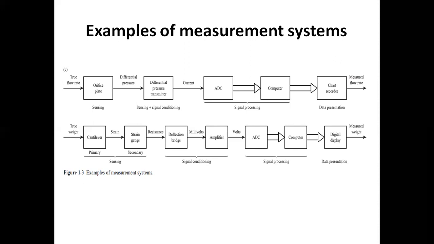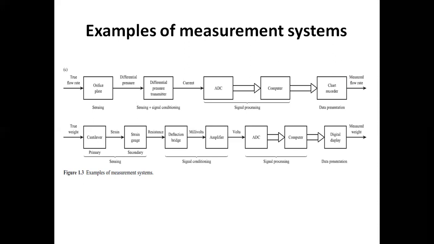Then, as signal conditioning, you have an amplifier which boosts the signal to a voltage range. Then you take it to an analog to digital converter to convert that signal to a digital number, which is then presented to a computer for further computation and then displayed by a digital display.